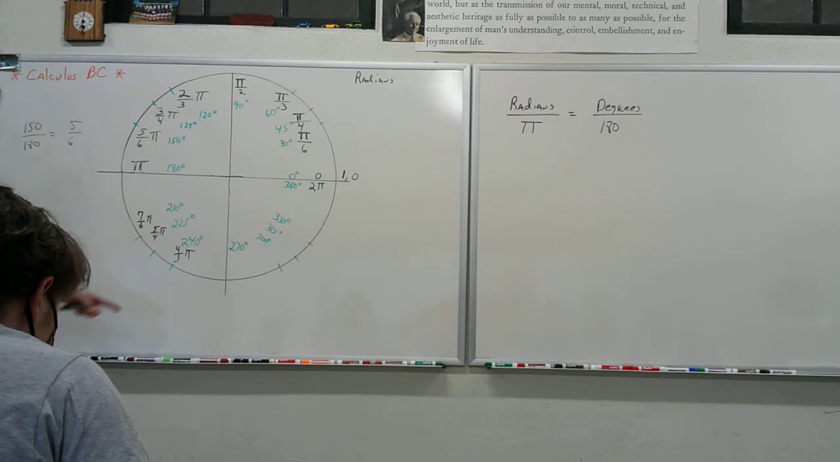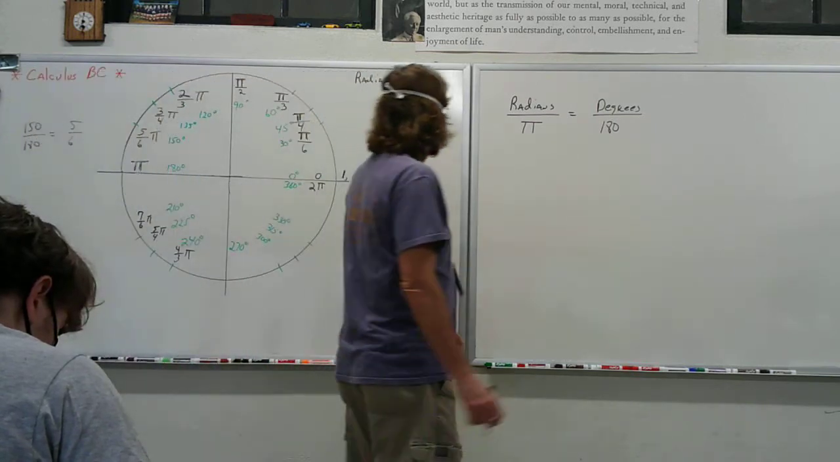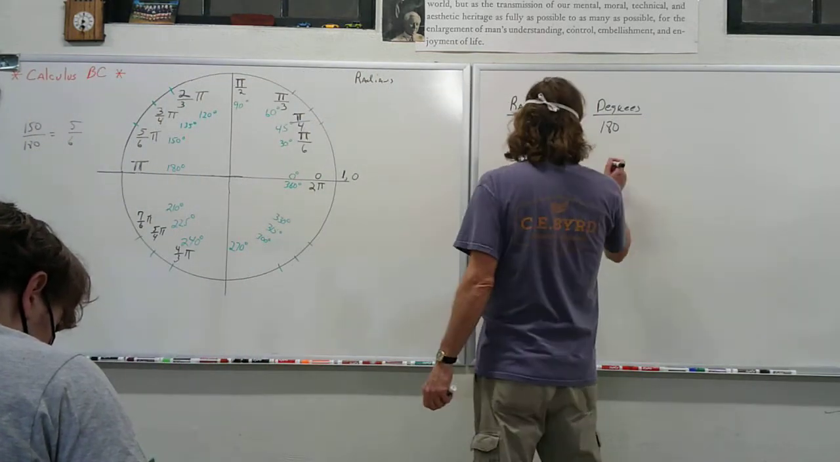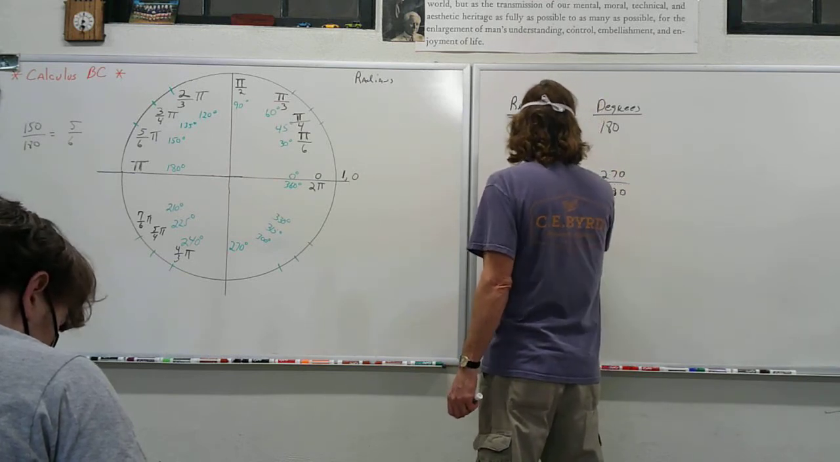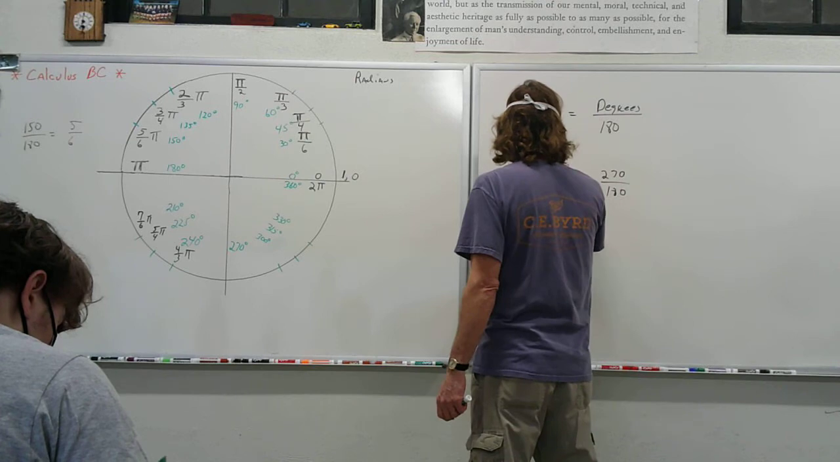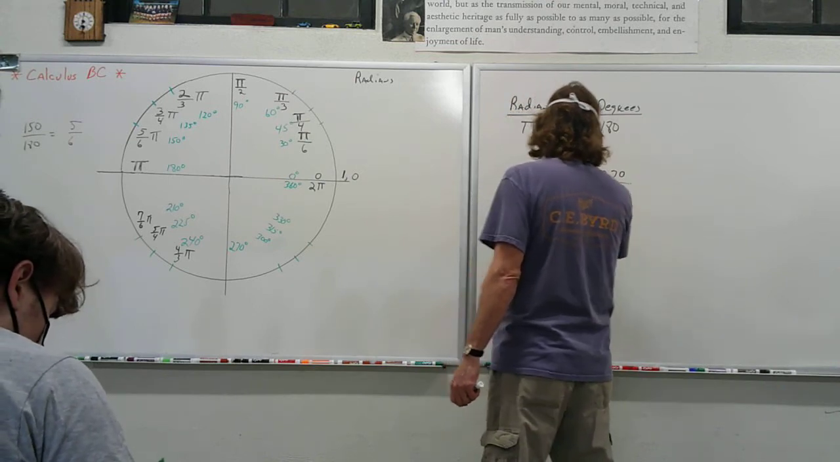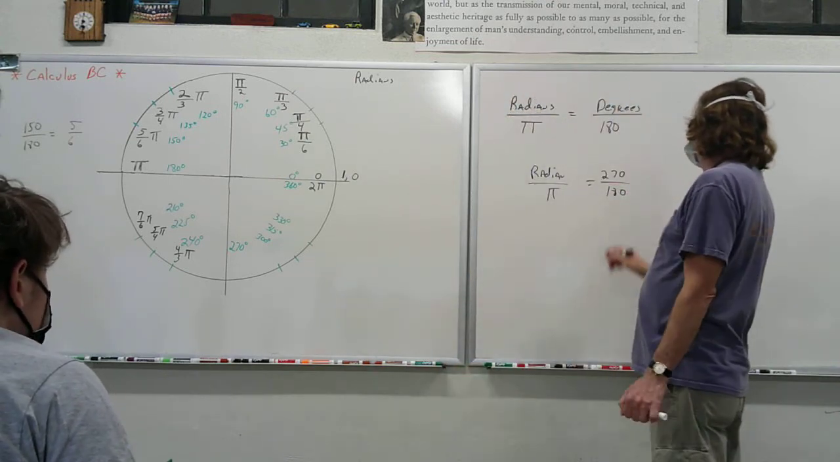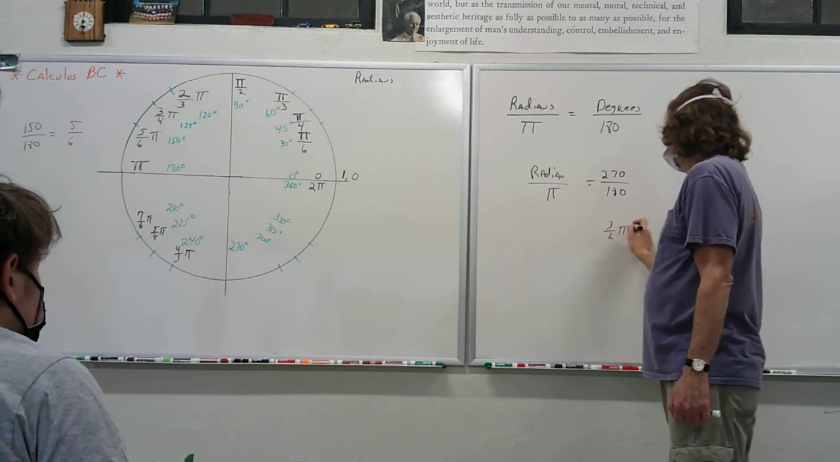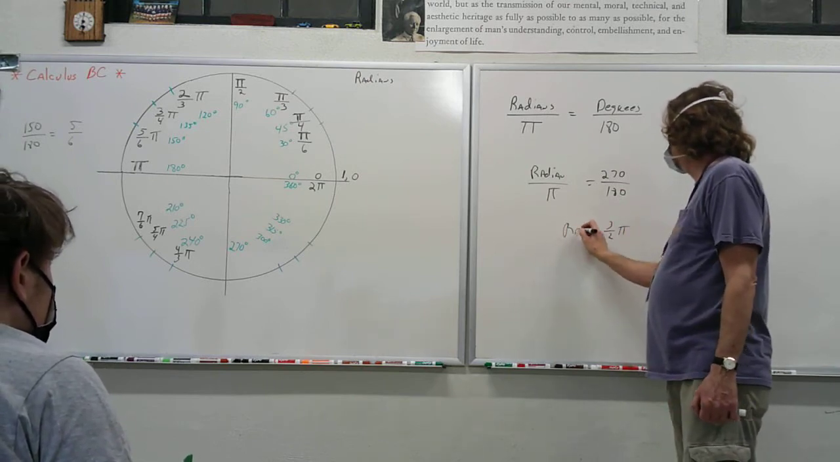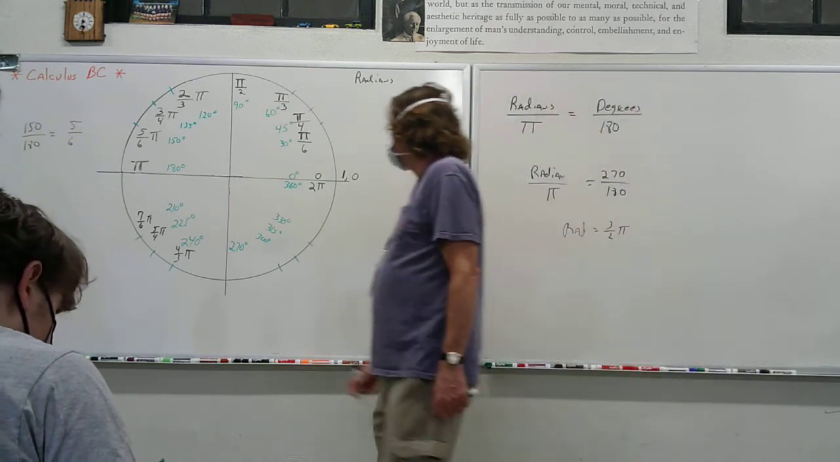And if you need to, you use this little formula right here. You can just say, oh, it's 270 degrees. 270 over 180 equals radians over pi. Reduce that. 3 halves equal radians.